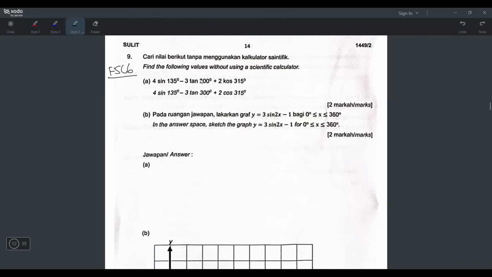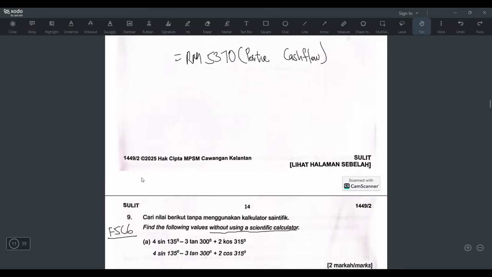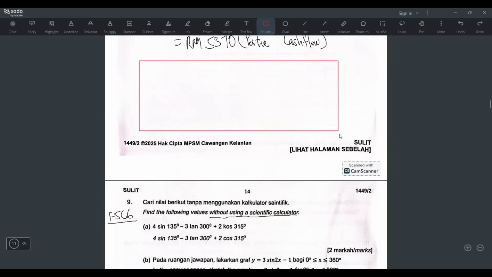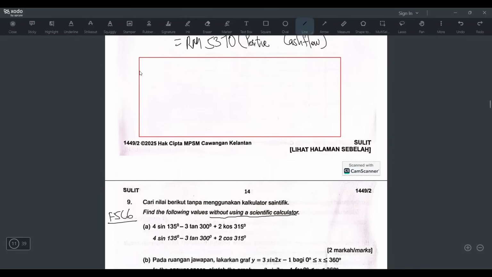Okay, find the following values without using a scientific calculator. Kalau dia cakap without using scientific calculator, it means they want you to use the special angle, it means later you will end up with special angle. Okay, so let's talk about special angle. If you are my student, you pernah salin dah table ni. I'm sure you already know what I will tell you. You sudah tahu dah. Because I let you salin this before.